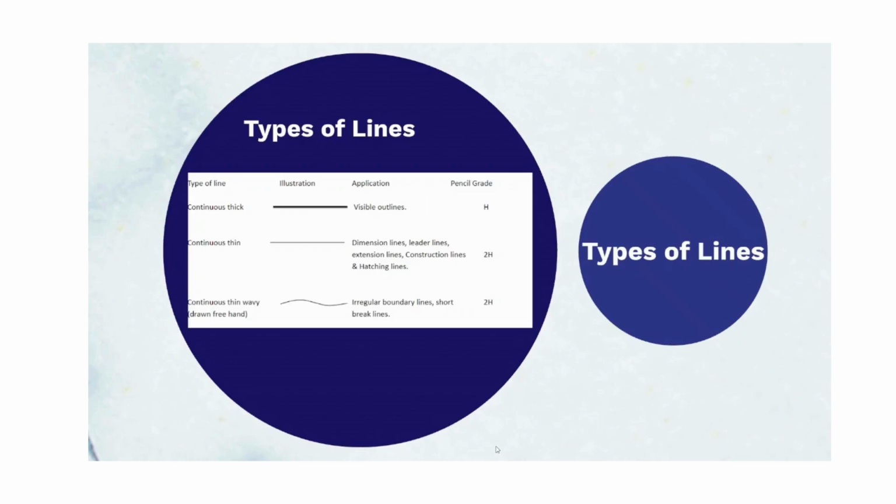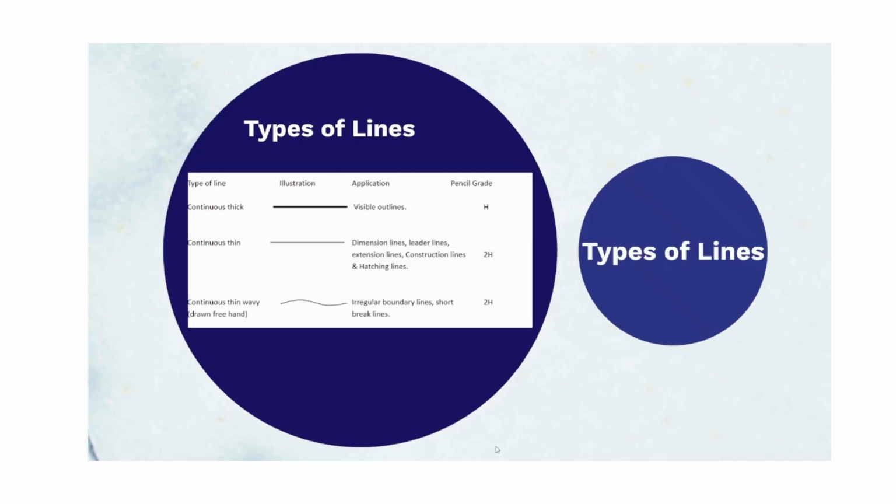So if you're going to draw the continuous thin line, it should be in the 2H pencil. That should contain dimension lines, leader lines, extension lines, construction lines, and hatching lines. So keep that in your mind with regular memory.